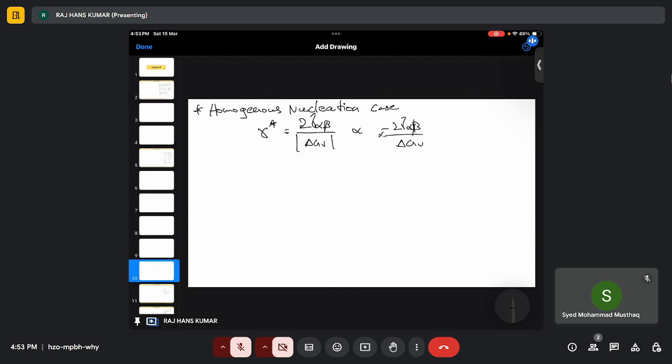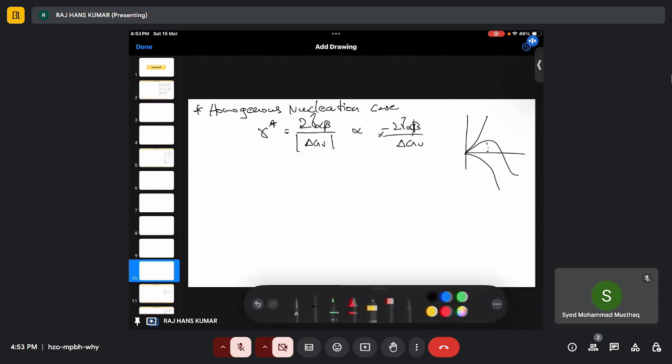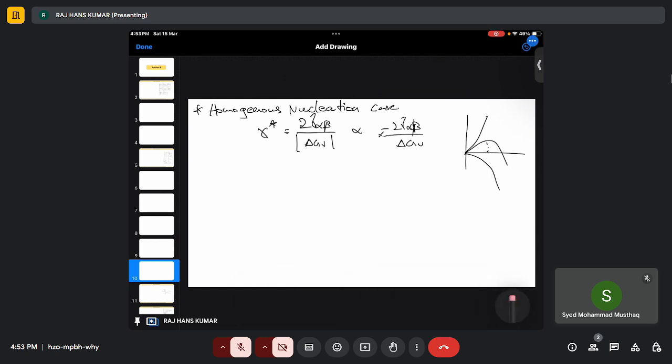Now coming back to it. I have defined this curve also. This is R square, this is R cube. This is my delta G star, the amount of energy, right?